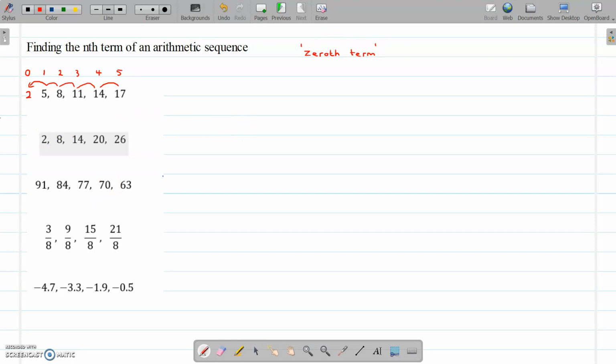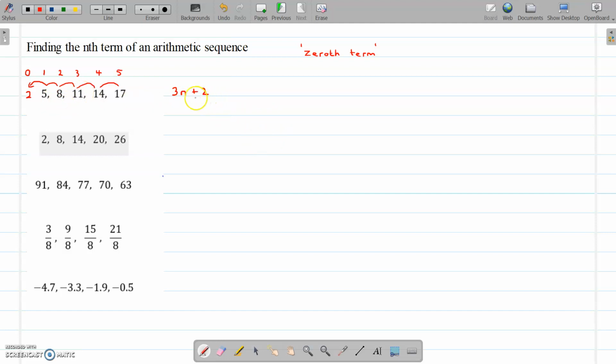Once we've found the 0th term, we look at the difference, which is 3, and the general rule is written like this: 3n plus the 0th term, plus 2. That's the rule for this sequence, and you can check it works. When n is 1, 3 1s are 3, plus 2 is 5. When n is 2, 3 2s are 6, plus 2 is 8. When n is 3, 3 3s are 9, plus 2 is 11, and so on. It works.